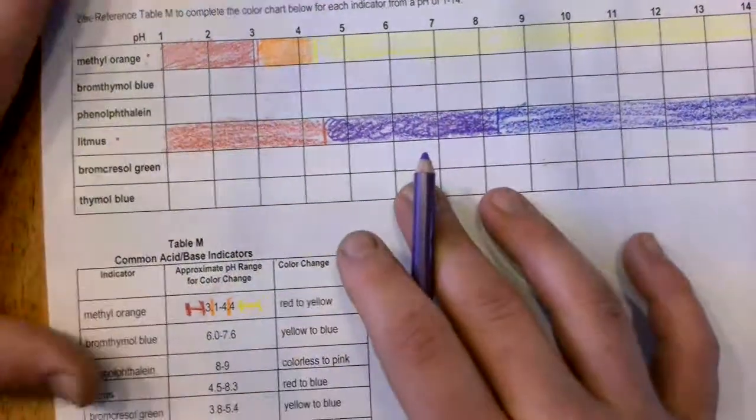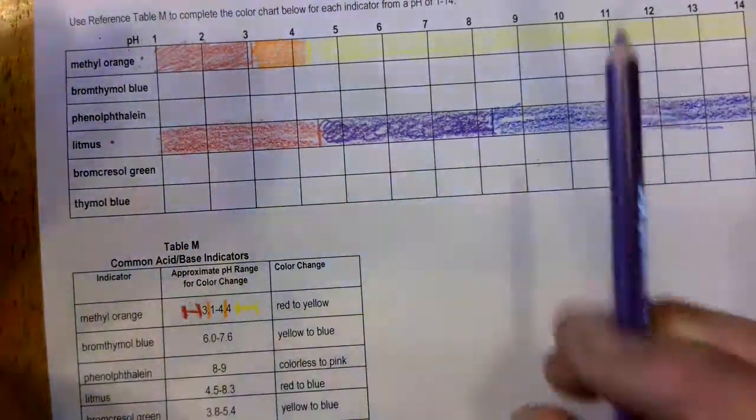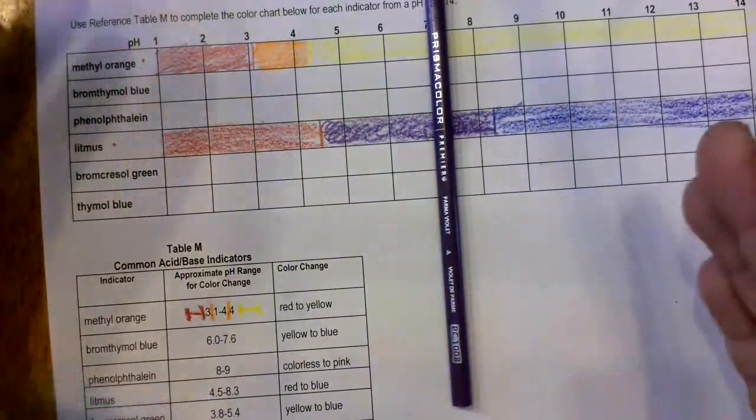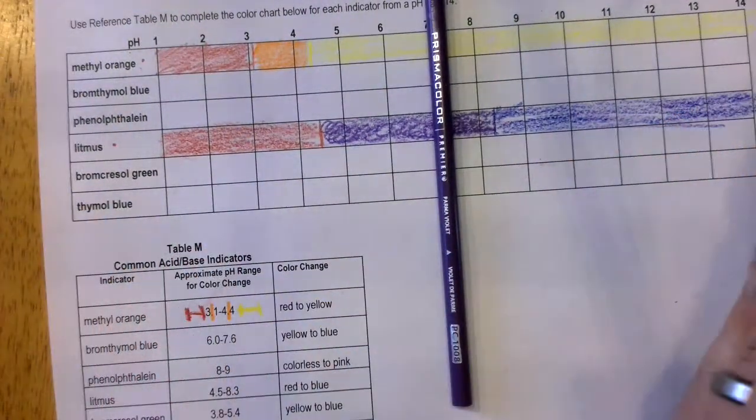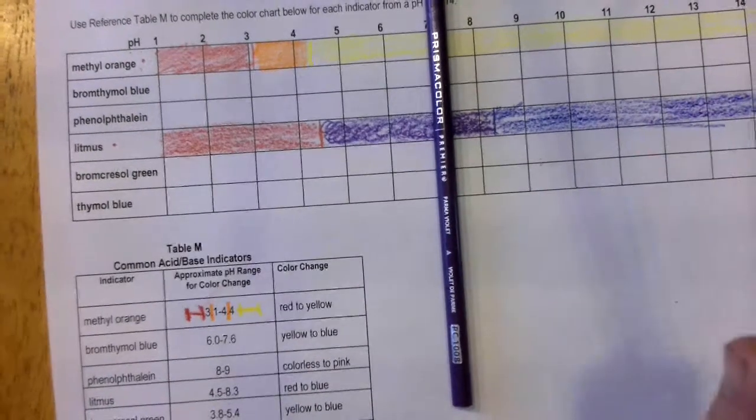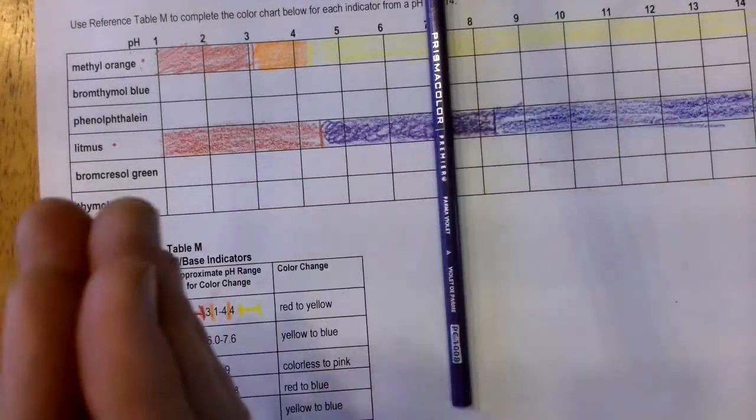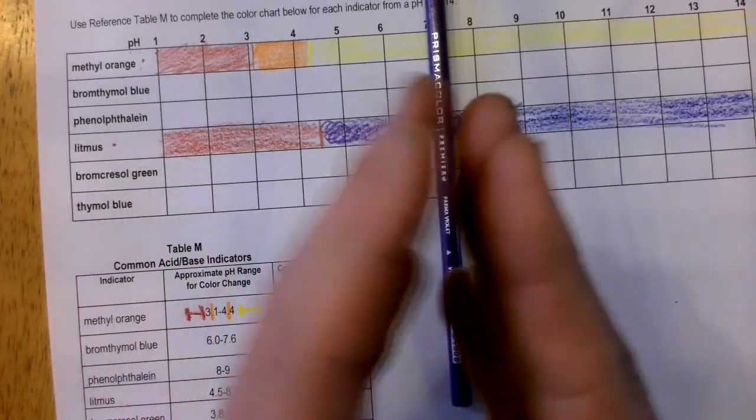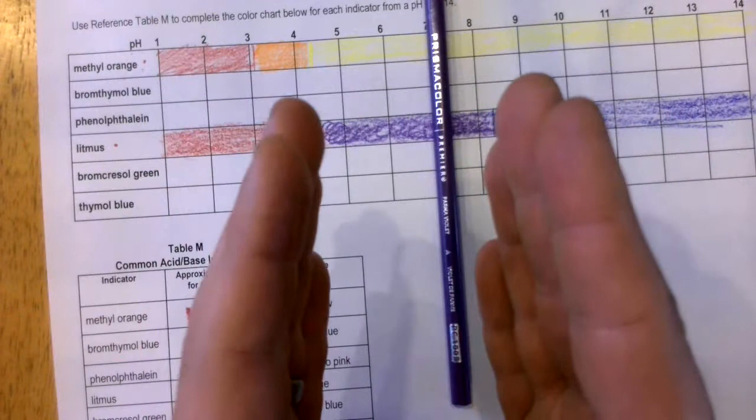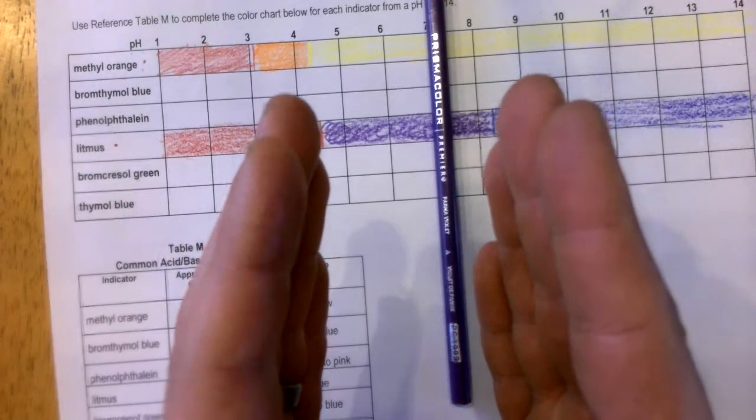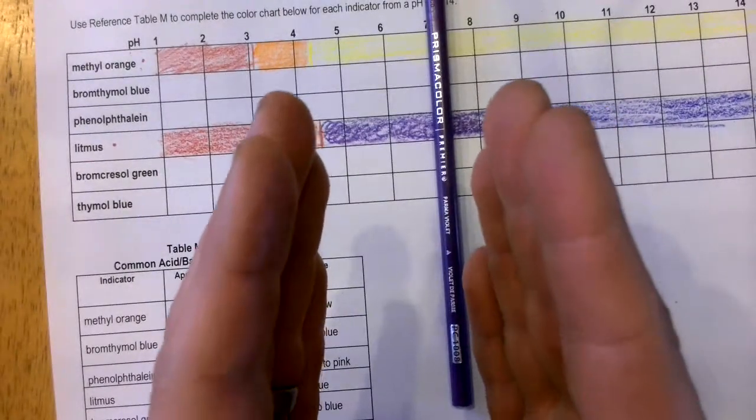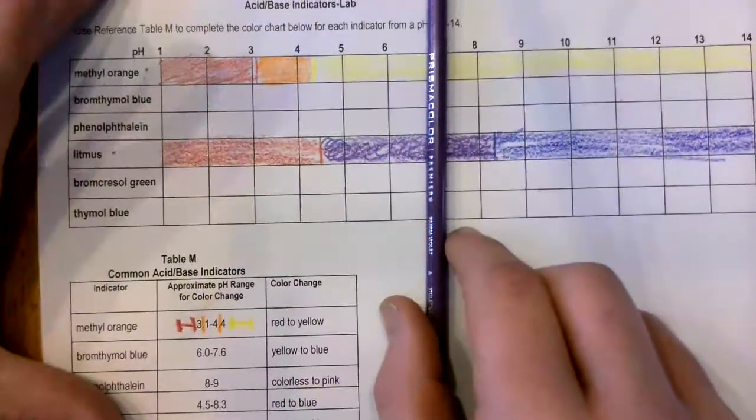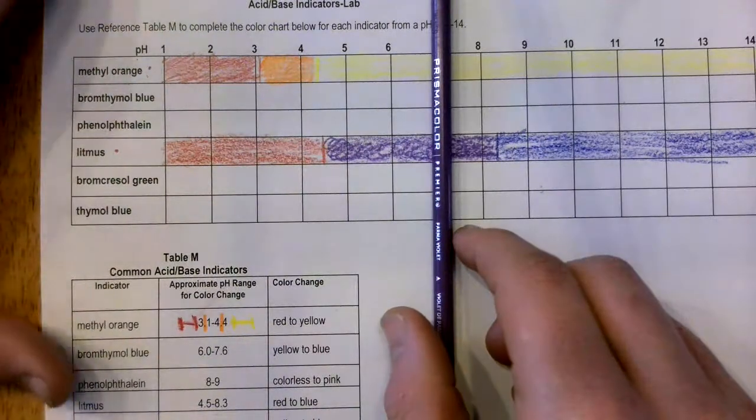This is what I was saying before about litmus. Litmus is a really good indicator of whether something is acidic or basic, because if it's blue, it's definitely a base. If it's red, it's definitely an acid. If it's purple, it could be either, but we're just trying to determine if it's strictly a base or strictly an acid. And that's different from the methyl orange up top. I'm just going back into what I was talking about before.